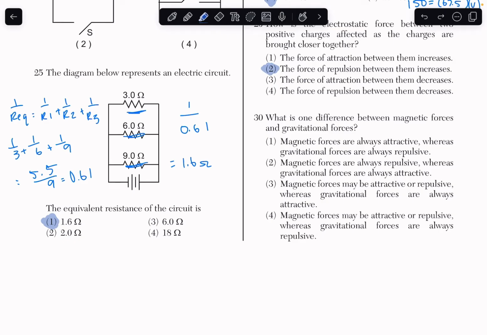30. What is one difference between magnetic forces and gravitational forces? You have to remember what a gravitational force is. It's the force that pulls objects with mass together, meaning that it's always attractive. Like, would the earth ever repel you off the ground? No, because it's always attracting you towards the center of the earth. On the other end, magnetic forces can be attractive or repulsive because opposite charges attract while same charges repel. So that's going to be answer choice 3. Magnetic forces can be attractive or repulsive, but gravitational forces are always attractive.